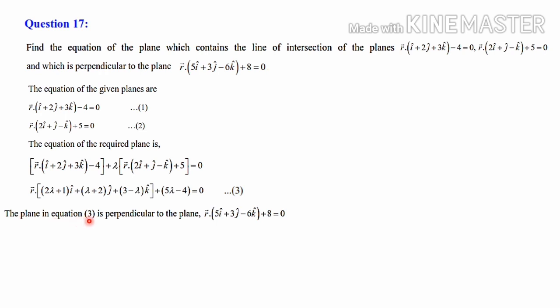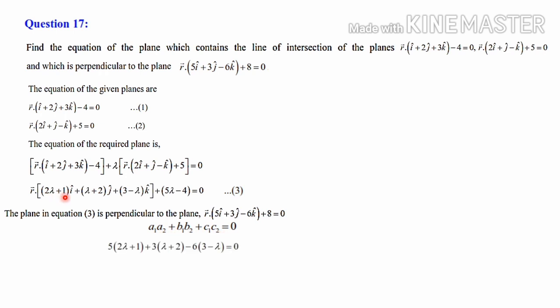The plane in equation number 3 is perpendicular to the plane vector r dot (5i cap plus 3j cap minus 6k cap) plus 8 is equal to 0. Two planes are perpendicular in the sense their normals also will be perpendicular. That means the sum of the products of the direction ratios of the normals will be equal to 0. That condition we have already studied: a1 a2 plus b1 b2 plus c1 c2 is equal to 0.